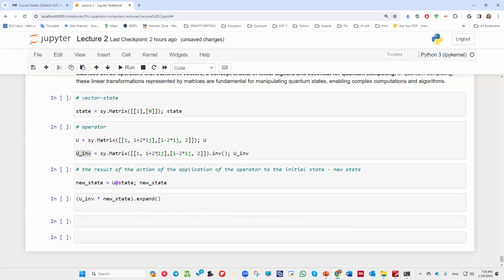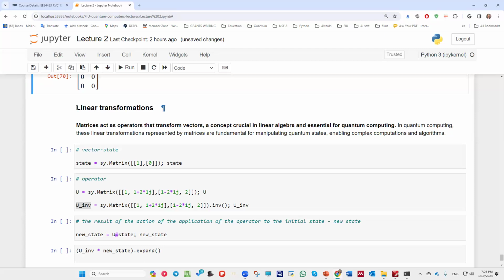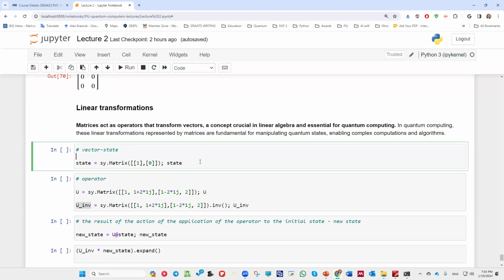Very last thing, very simple thing, linear transformations. So in any linear space, matrices can act as an operator that changes a vector in the space. So I have a space with a vector. If I act some kind of matrix on this vector, this operation changes the orientation of the vector in the space.